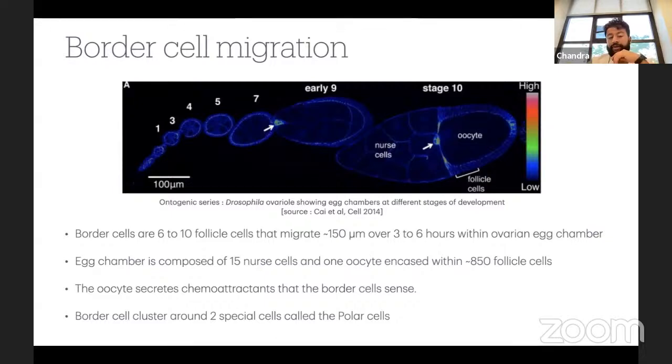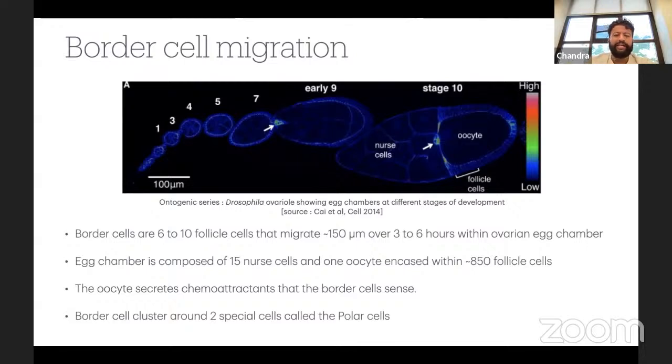They travel a distance of 150 micrometers in a time of 3 to 6 hours. And it's a great system to study for multiple reasons. One, it's a great system to study collective migration. What is fantastic is that, unlike wound healing and so on, this doesn't have hundreds of thousands of cells, but just 6 to 10 cells with 2 polar cells. And this is not an inconsequential cell migration, because the polar cells reaching there is essential for the oocyte to have polarity. So whatever the cargo, the 2 cells they carry, it is super important that it reaches there.